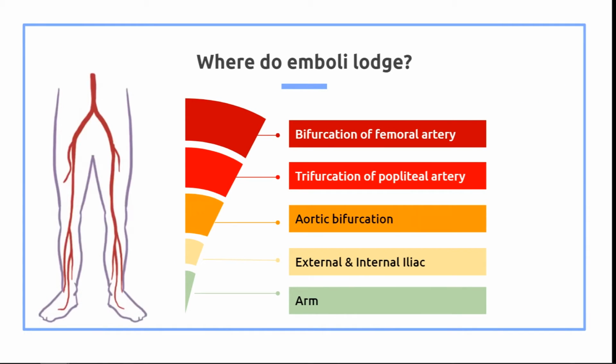So where do the emboli usually lodge? The most common place for emboli to lodge is the bifurcation of the femoral artery, followed by the trifurcation of the popliteal artery, and the aortic bifurcation, external and internal iliac artery, and the arm.